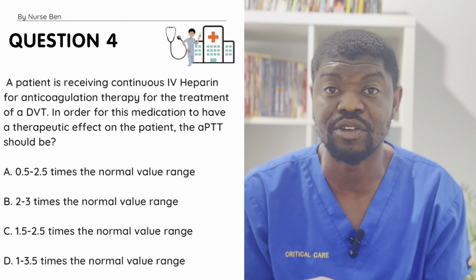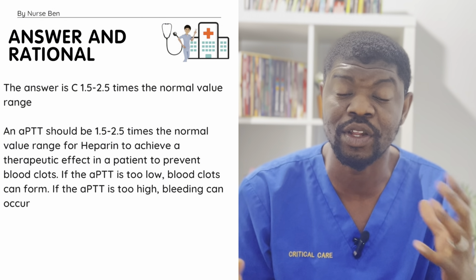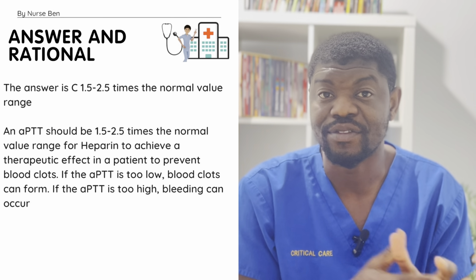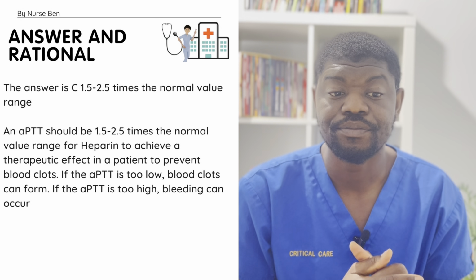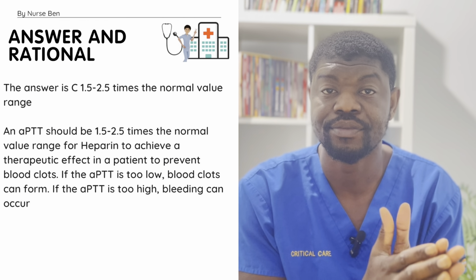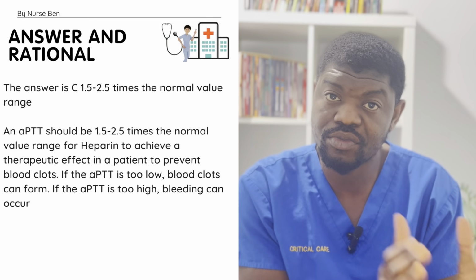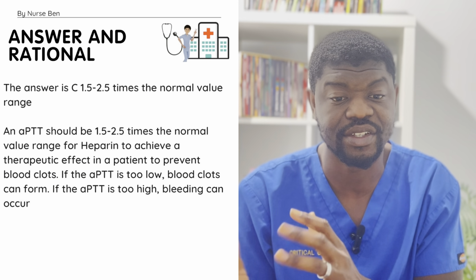What do you think your answer would be? Drop it in the comment section. Let us now look at what the correct answer is. So the correct answer will be 1.5 to 2.5 times the normal range. Now, when a patient is on heparin, you need to measure your APTTs. So you've got the normal, and then what is expected if it is a treatment dose for a DVT.